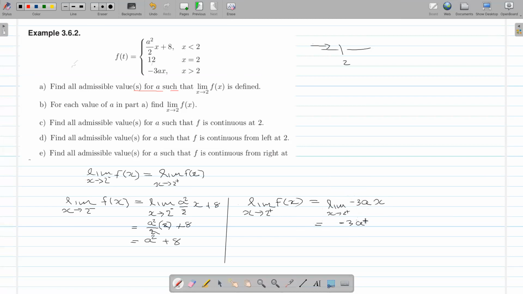a is here and 2, minus 6a. Now if the limit is defined, what should happen? These two have to be equal, no. So these two have to be equal, I'll write it here. Now these two are equal: a squared plus 8 equals minus 6a.